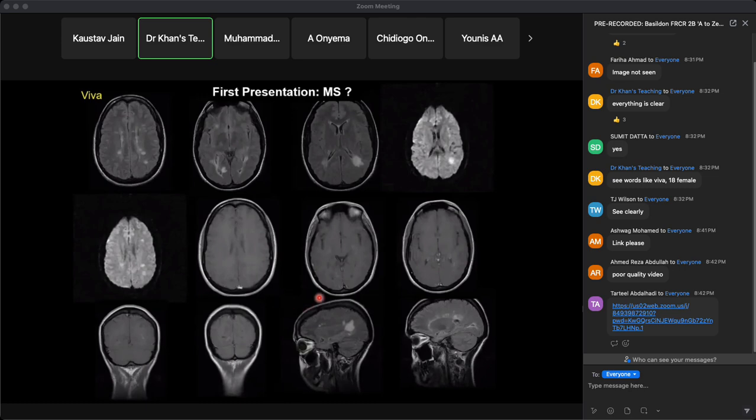I'm trying to see if there's any enhancement. Look at this, and this. Any enhancement? I can't see any areas of definite enhancement, no.